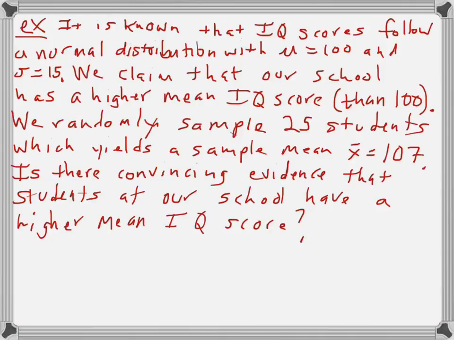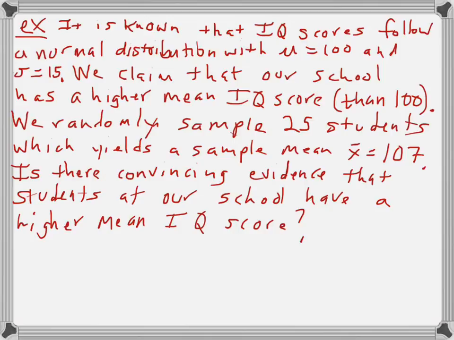Okay, so let's work through this problem here. It is known that IQ scores follow a normal distribution with a mean of 100 and a standard deviation of 15. We claim that our school has a higher mean IQ score, higher than 100, that is, because we think the students at our school are really smart. So we randomly sample 25 students, and that yields a mean IQ score of 107. Is there convincing evidence to suggest that students at our school have a higher mean IQ?